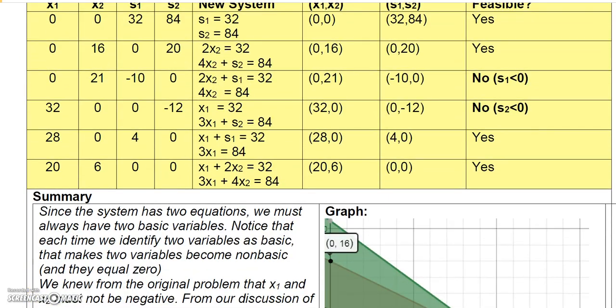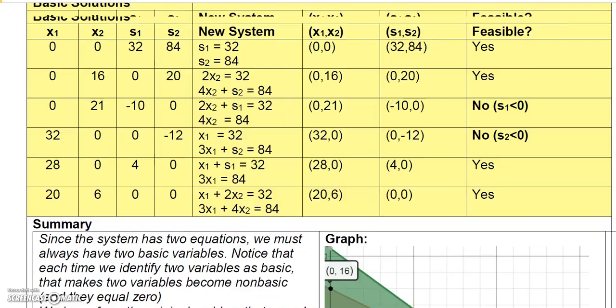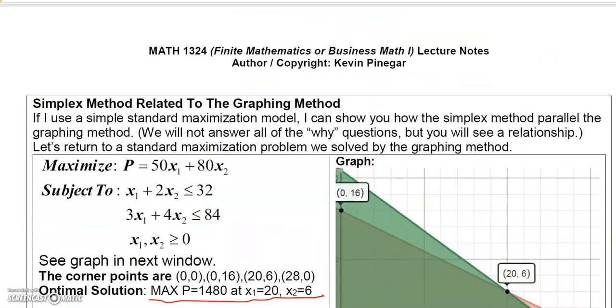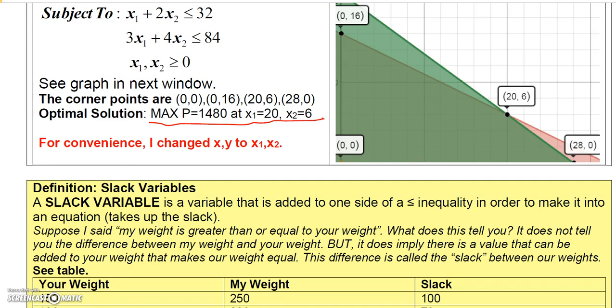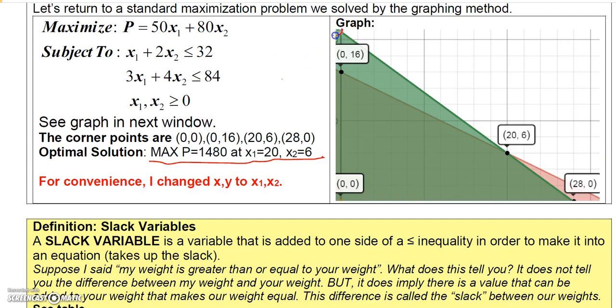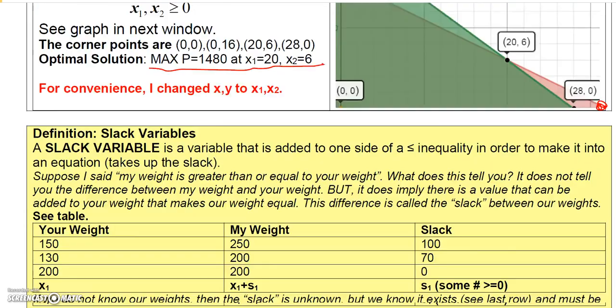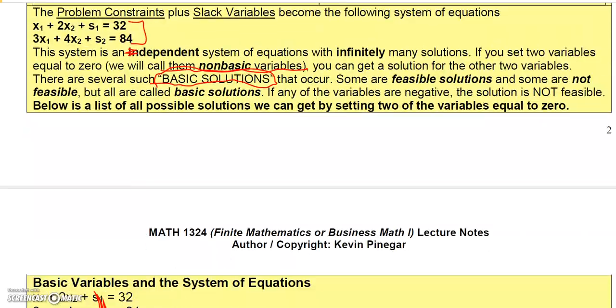Now look at the non-feasible ones, the 0, 21 and the 32, 0. Well, that corresponds to the points outside the region. Like this point up here that's not in the region, that's 0, 21, and then 32, 0 was over here outside the region. So obviously they're not feasible because they're not actually in the region.